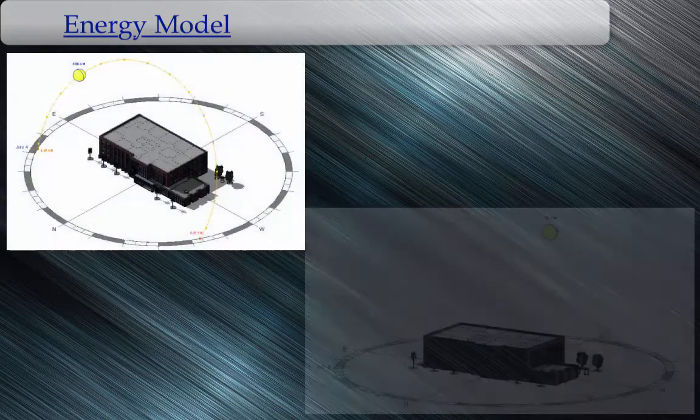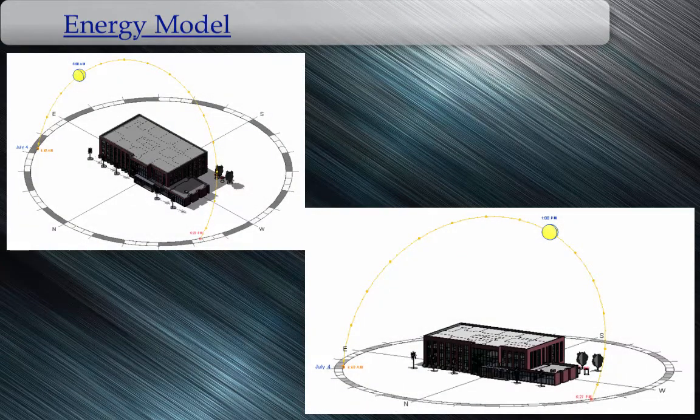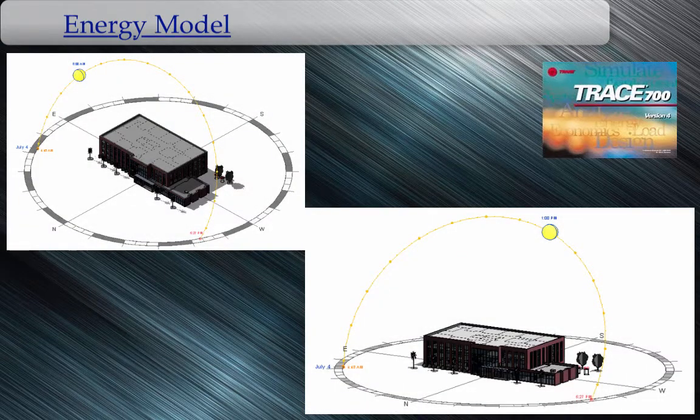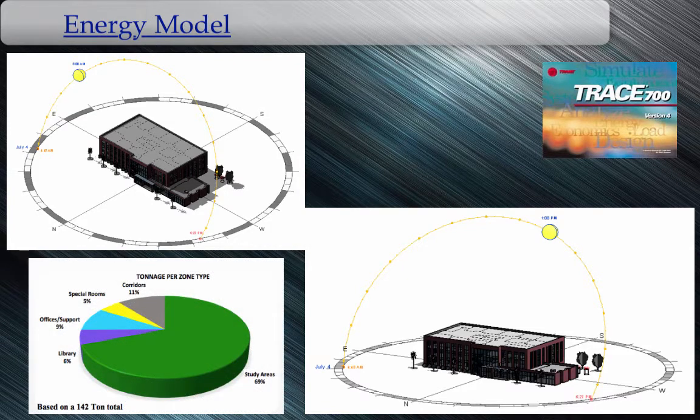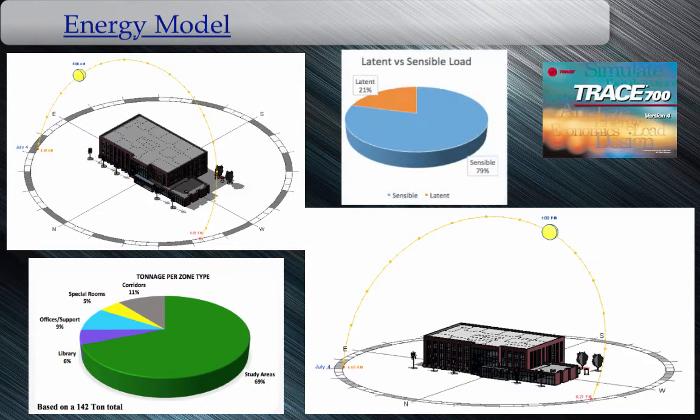Energy model. To properly model this building for system selection, Trace 700 was utilized as the software to calculate the total tonnage. The final tonnage has been calculated at 142 tons. Using this as the guideline for our system selection, 3 systems were considered. The Trace 700 model reflects the separation of internal sensible and latent heat loads.